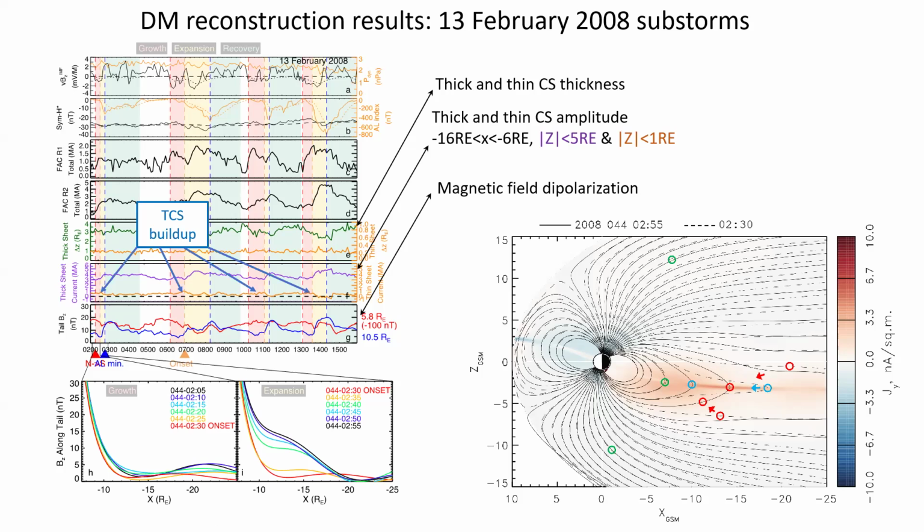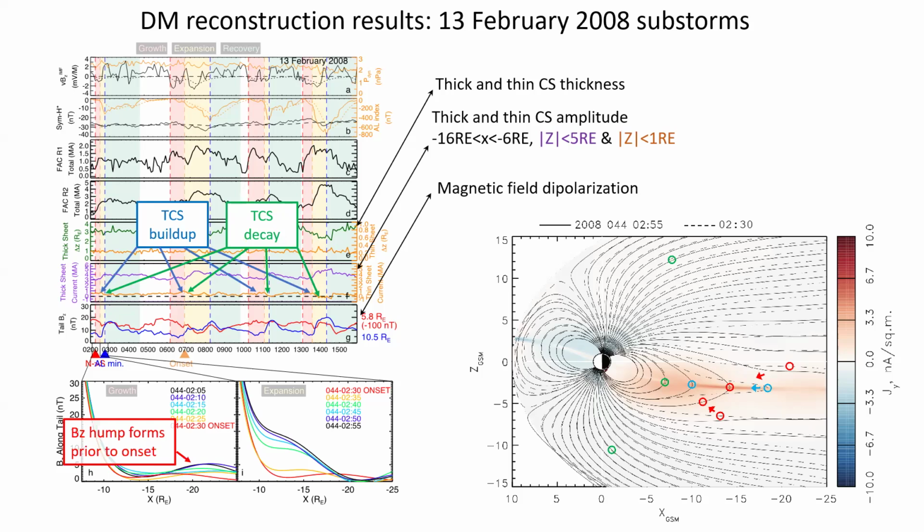In the growth phase, the thin current sheet builds up. This is illustrated by this figure here, where they've totaled the current in the thin current sheet. And you can see it increases in the growth phase. And in the decay phase, it goes away. And this agrees with observations, as thin current sheets are typically observed in the growth phase.